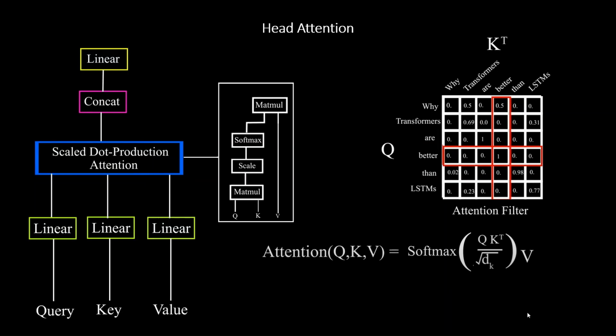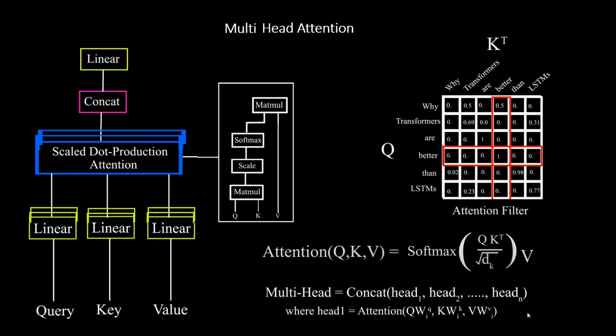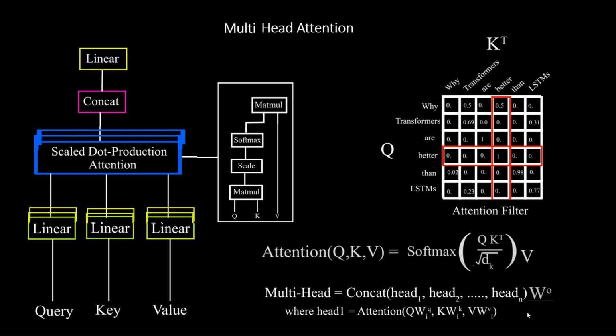But the researchers used multiple attention heads to capture more information, and that's the highlight of the paper. The outputs from the multi-head attention are taken and concatenated together, then pushed to a linear layer. That's how the scaled dot product attention layer works.